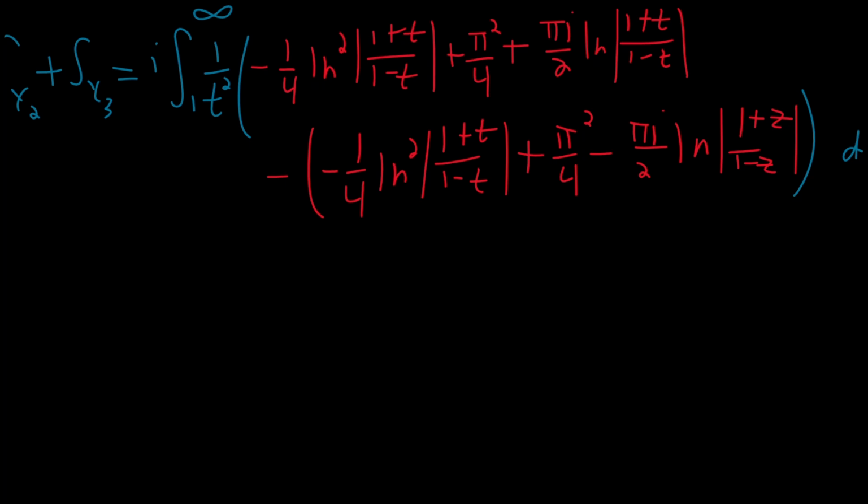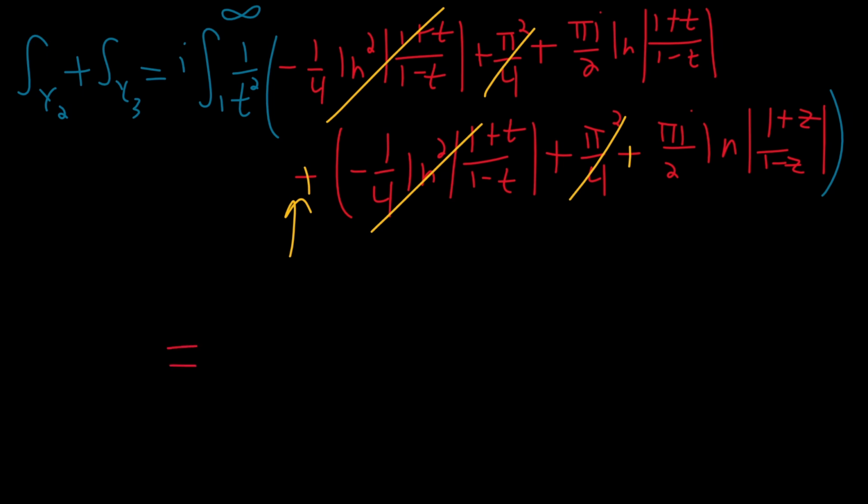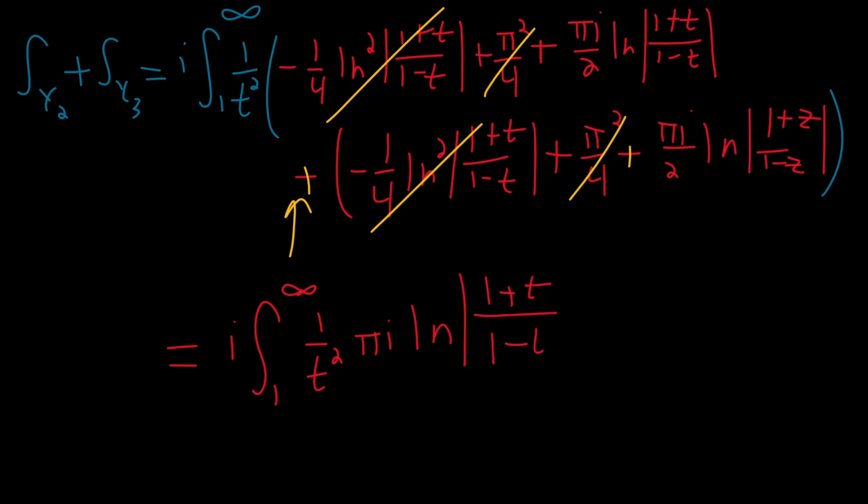The point of this is that we can see what cancels. So you'll see that we have a nice little minus sign there, meaning that that cancels with that, and that cancels with that. Which leaves us with these two right here being addition signs. So what we can write is that this integral is just equal to i times the integral from 1 to infinity of 1 over t squared, and then times pi i times the natural log of the absolute value of 1 plus t over 1 minus t dt.